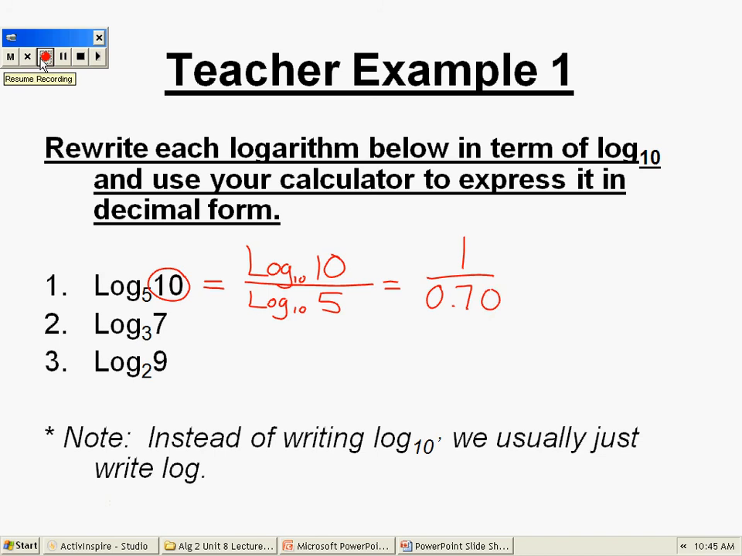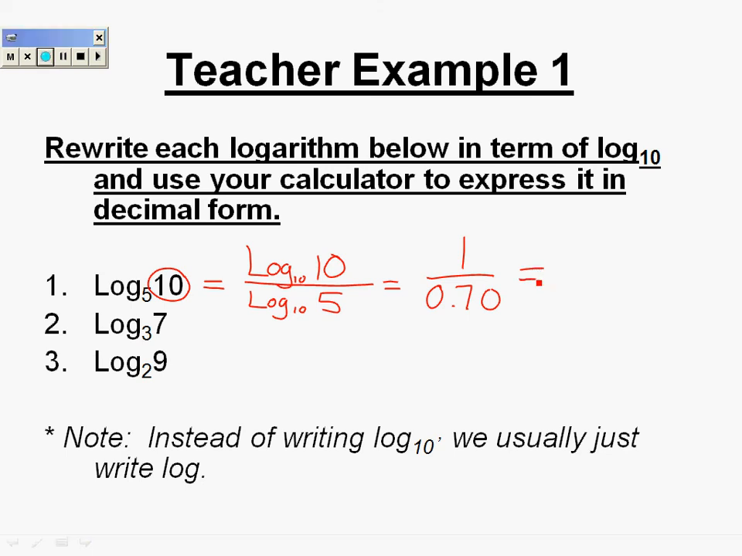We have one more thing to do to finish up. What we're going to do now is divide the top number by the bottom number. So on your calculators, go ahead and do 1 divided by 0.7 and see what you get. I'm going to put my answer up. So I'm getting 1.43.